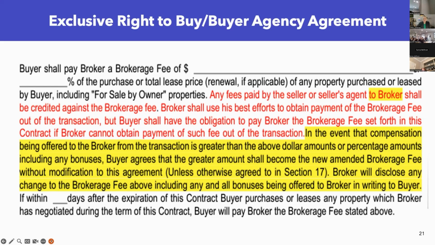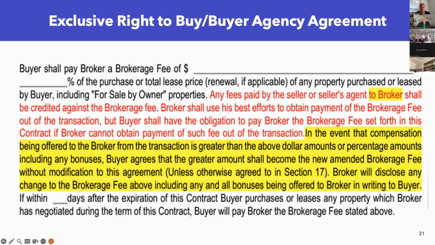So really, if the seller's offering more, we get it. If the seller's offering the same, we get it. If the seller is offering less, and this is where I don't necessarily like the language of the form, I like what it's intending to do. I don't like how it's worded. Buyer agrees that the greater amount becomes the commission. What about the lesser amount? It's not really addressed directly here, is it? That's my complaint with the form.